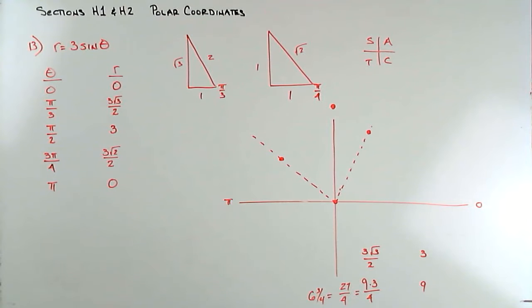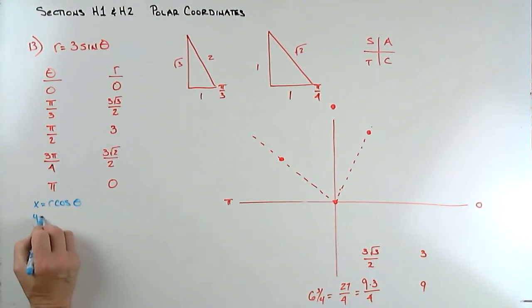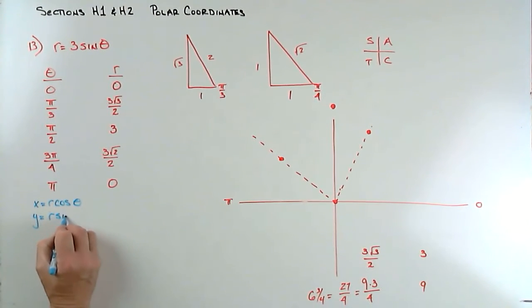So another approach you can use is your equations. We have 4 equations. We know that x equals r cosine of theta. We know that y equals r sine of theta.